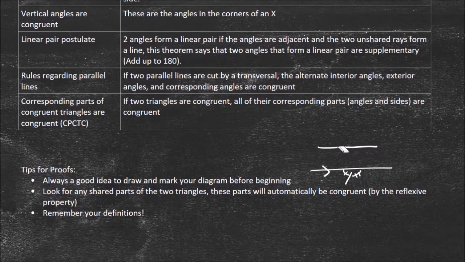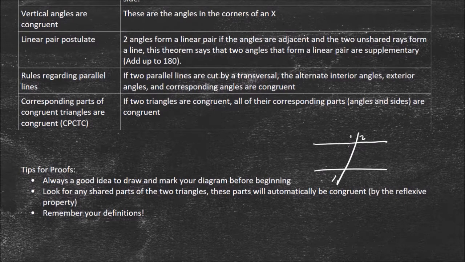Now the last one is corresponding angles, and this one is pretty intuitive. So corresponding, just the word in general means that it's kind of like similar, so that's what they are here. They're kind of like four angles here, that 1, 2, let's name them actually, 1, 2, 3, 4.